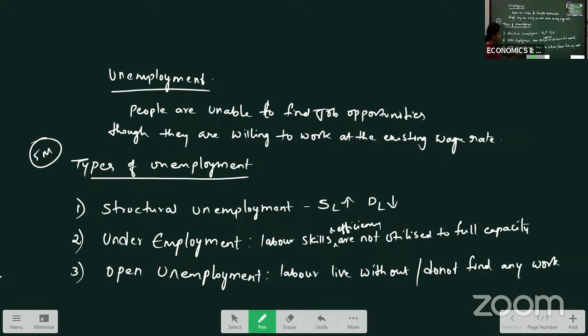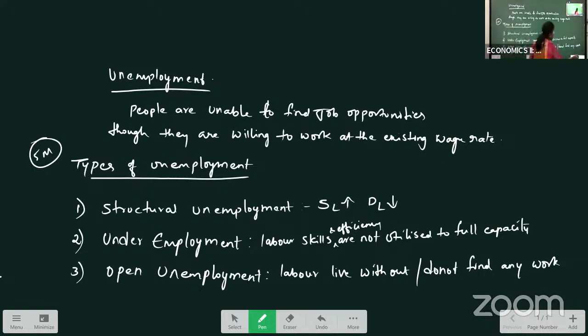See, what is open unemployment? When the labor are living without any work, they don't have any work to do, they do not find any work to do. That situation is called open unemployment. It means openly we can see that they are sitting idle, they are not doing any work.